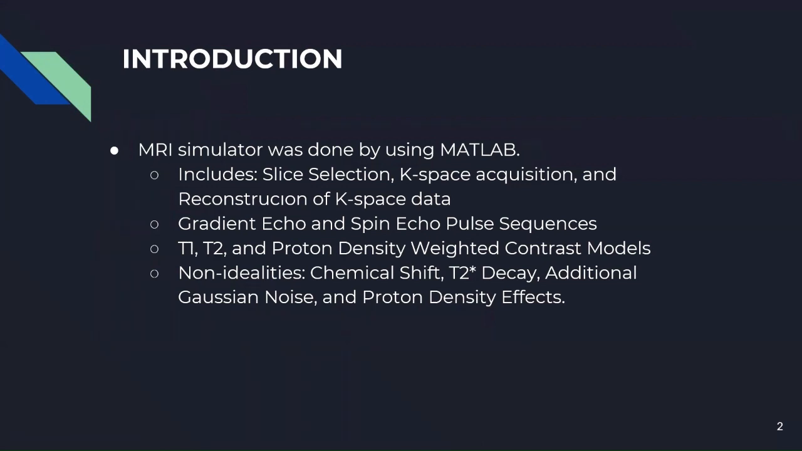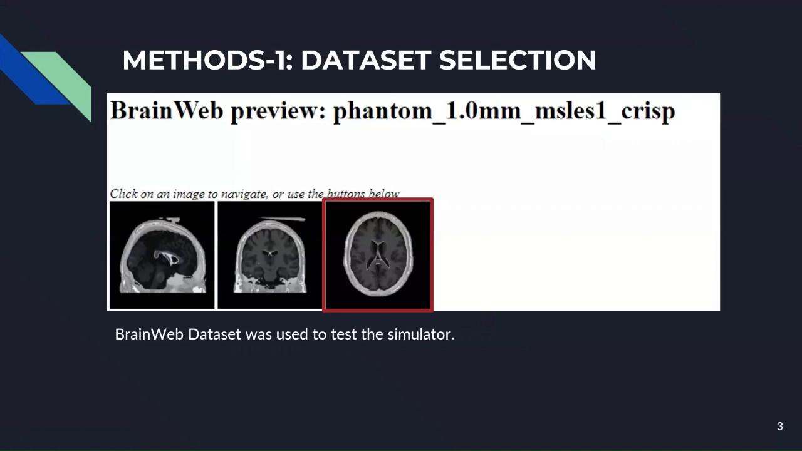The simulator process can be summarized in three parts: data read and slice selection, case-based data acquisition, and image reconstruction from case-based data. The first thing we have done is to find an appropriate dataset. For this project, the BrainWeb dataset is used, as can be seen in the figure.